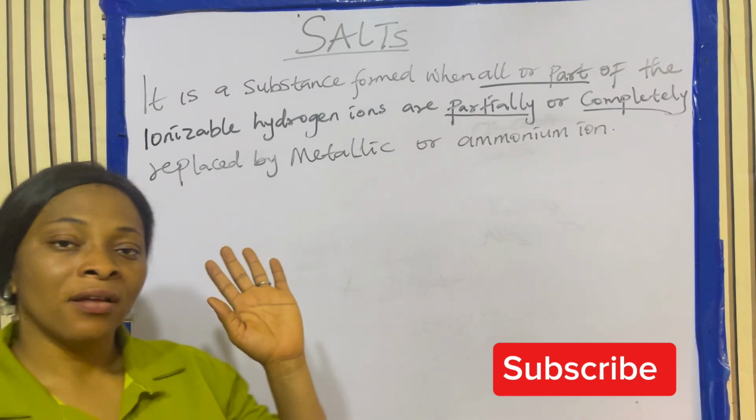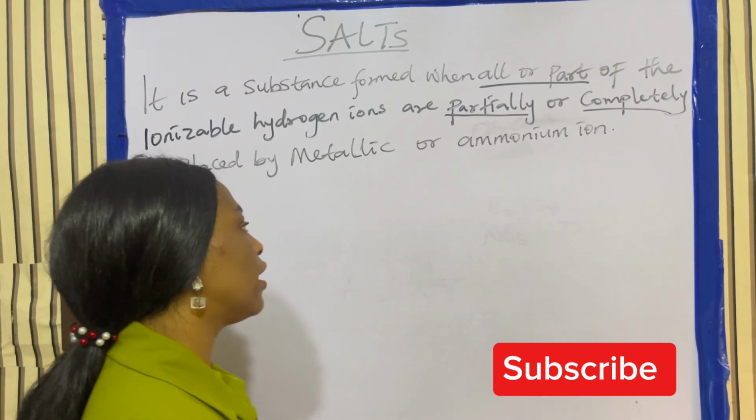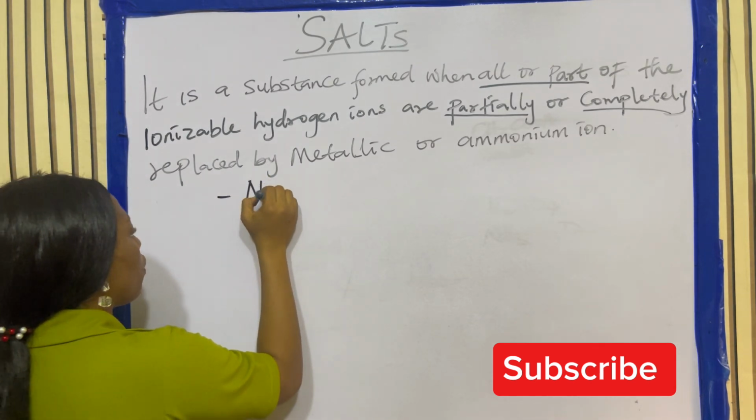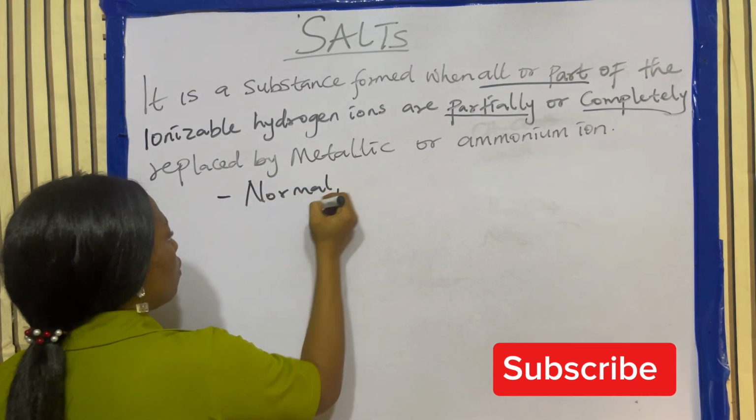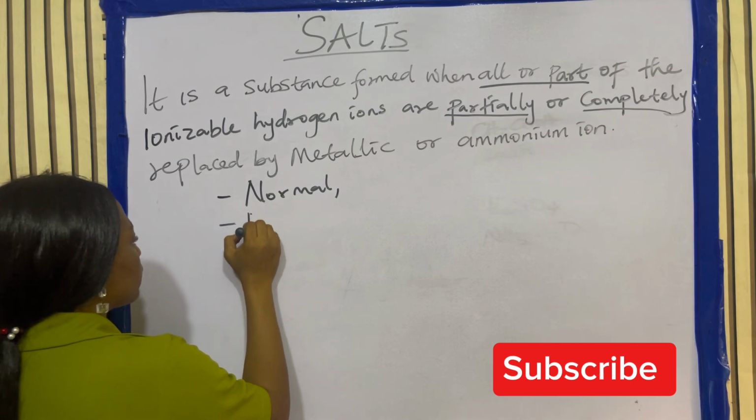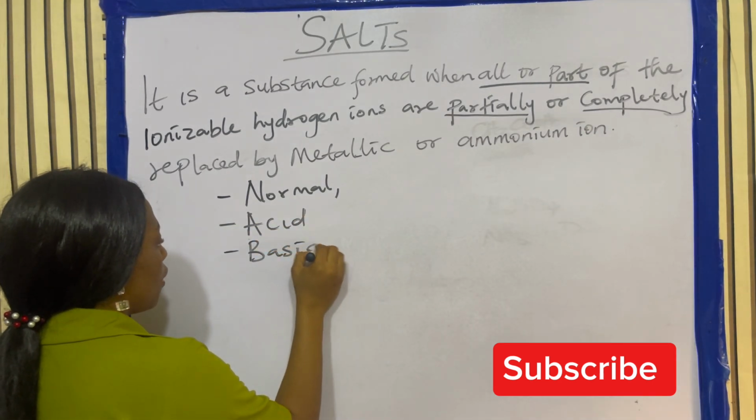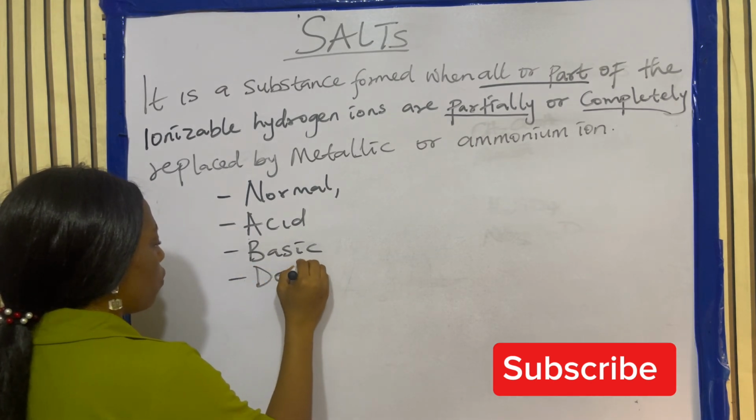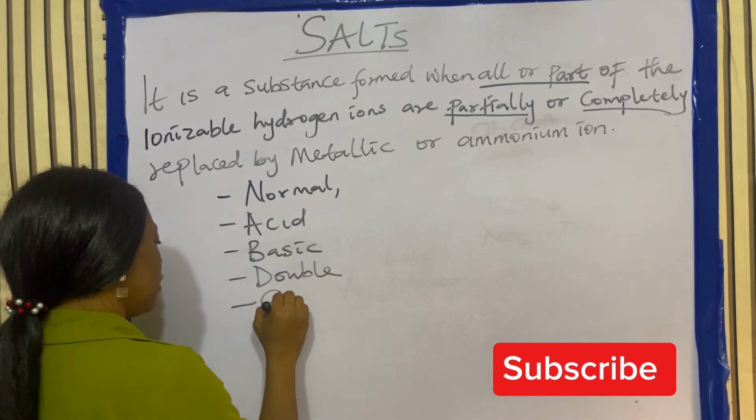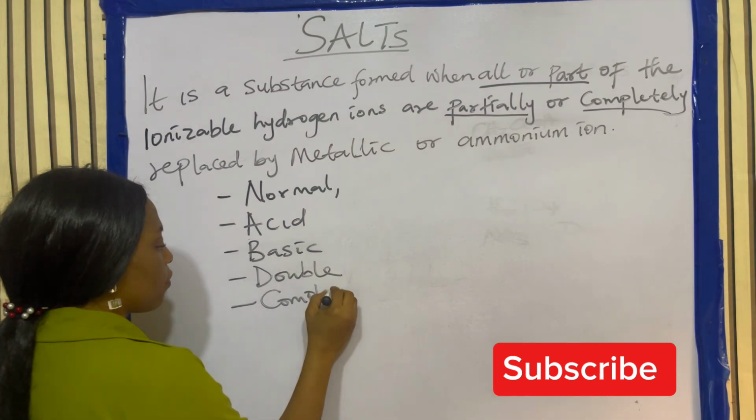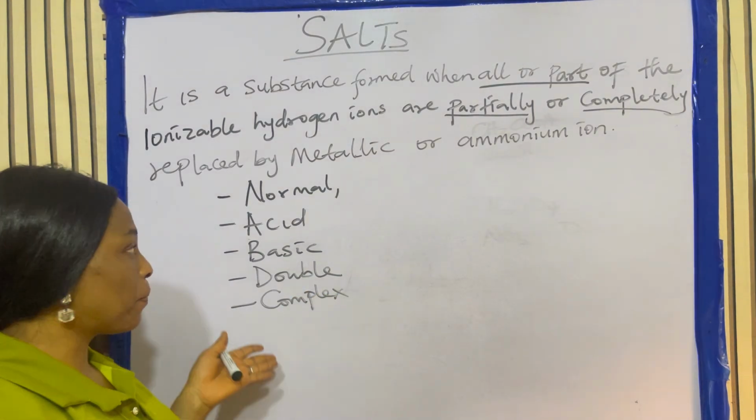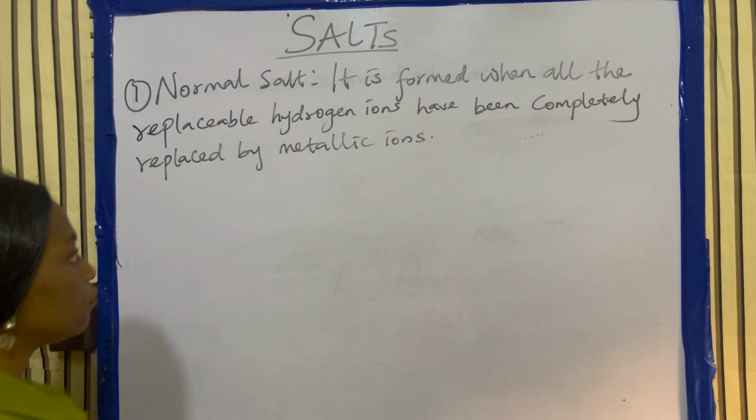Now we have different types of salts, and they include, number one, the normal salts. We have the acid salts, the basic salts, the double salts, and last but not least, the complex salts. So let's explain these different salts.